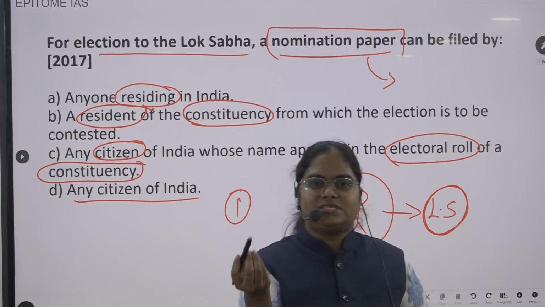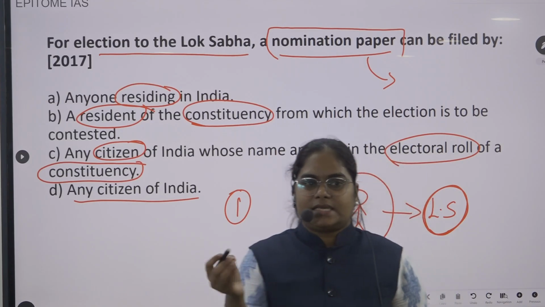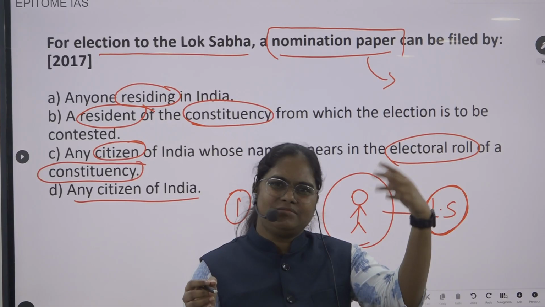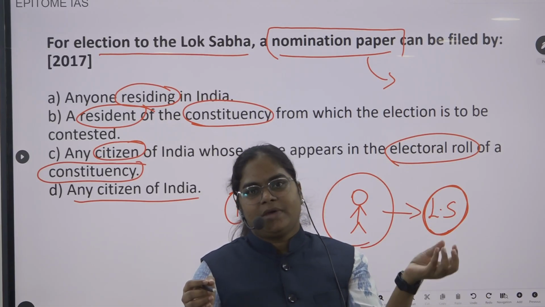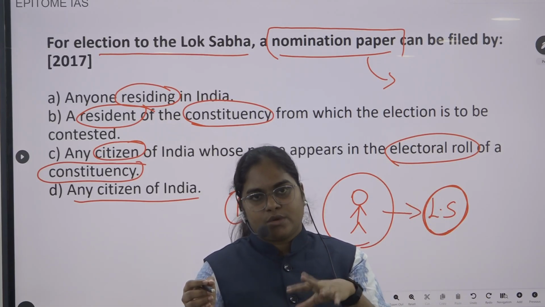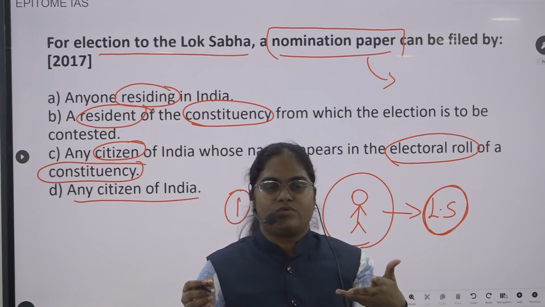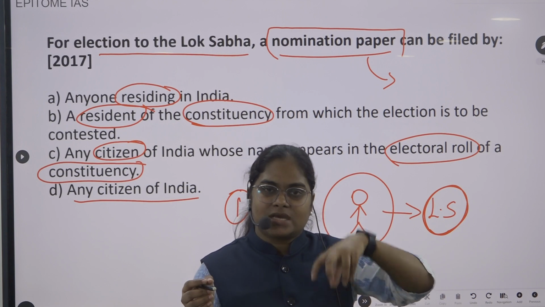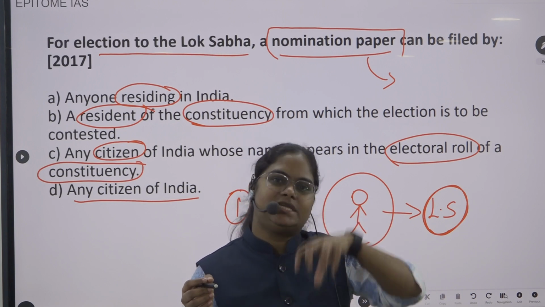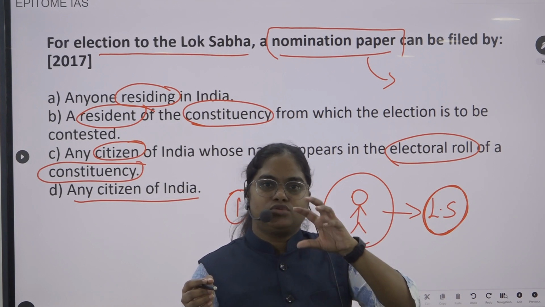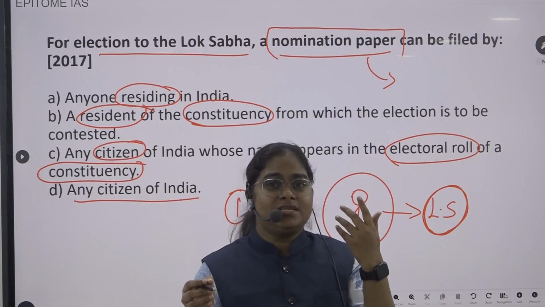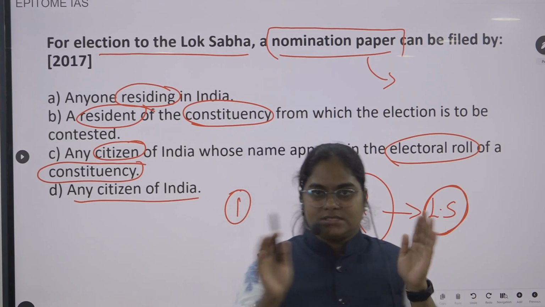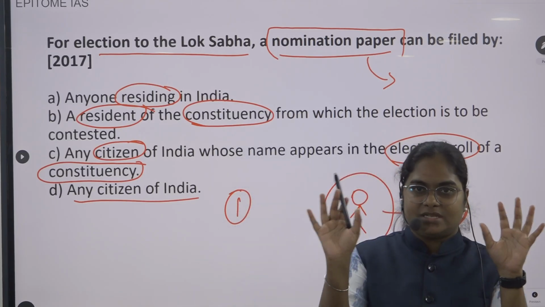What is the difference between citizenship and residency? Let us say I am a citizen of India, and I am residing in India. There might be some other person who is not a citizen of India. He belongs to some other country, but he is currently residing in India. He is staying in India. So that is residing in India, but he does not necessarily have Indian citizenship. This is the basic difference between citizenship and residing in India.